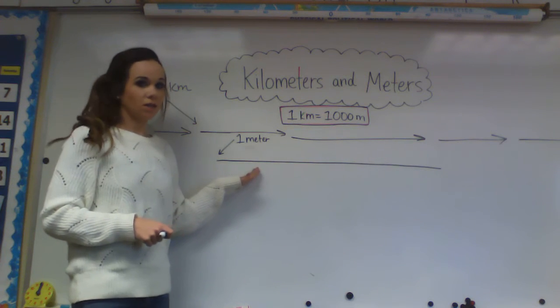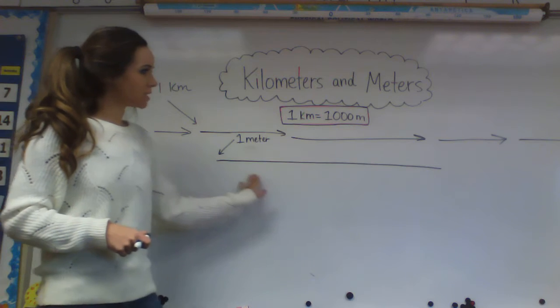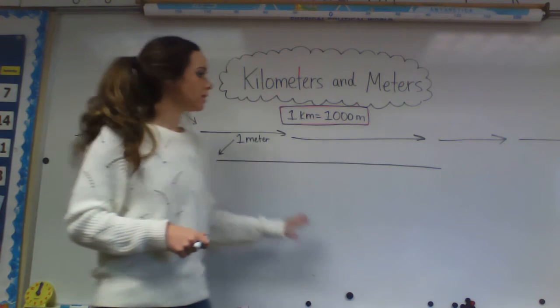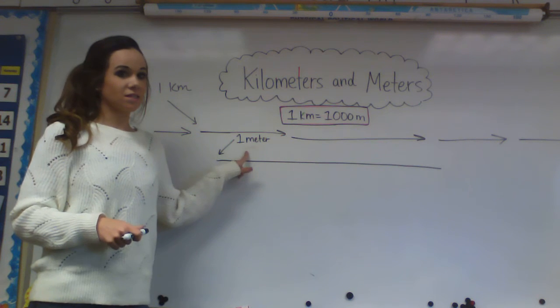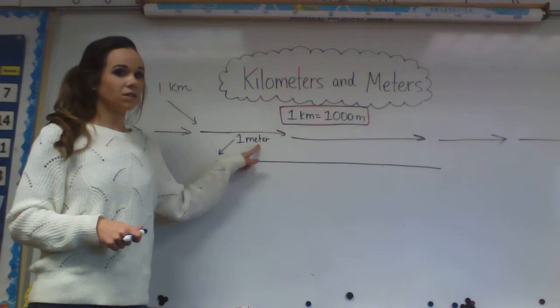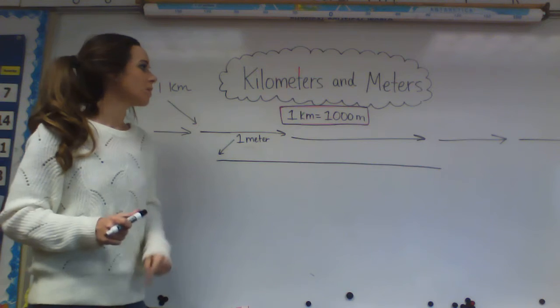So this is our meter in reference for your visual. This is how big a meter is. Well, a kilometer is 1,000 of these. So this is a meter. We need 1,000 meters to make just 1 kilometer.